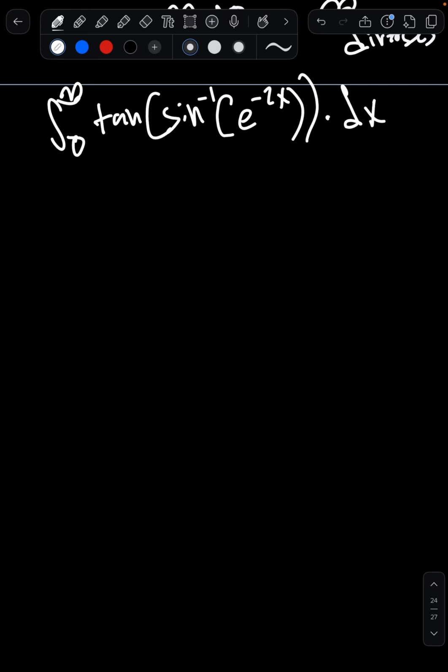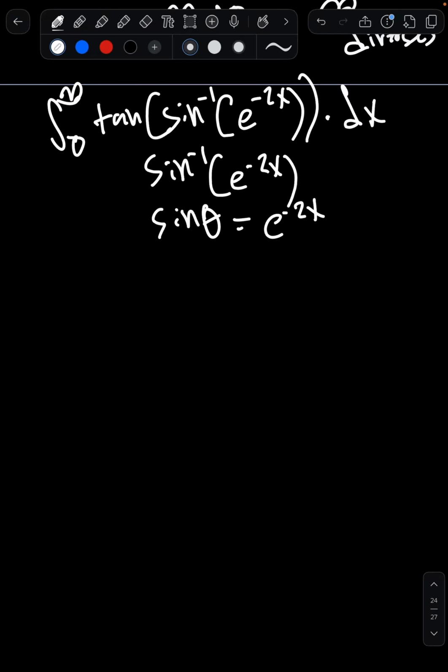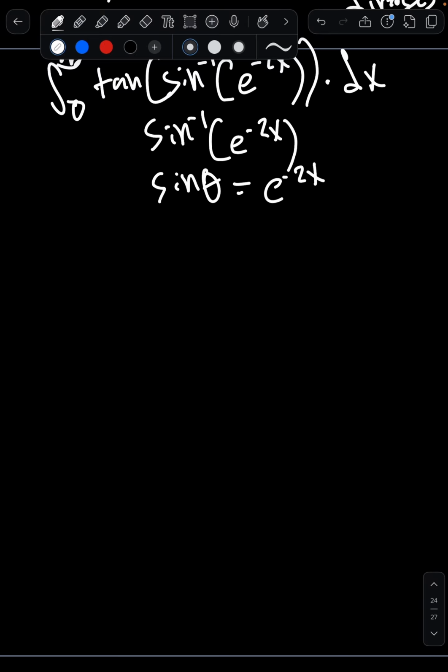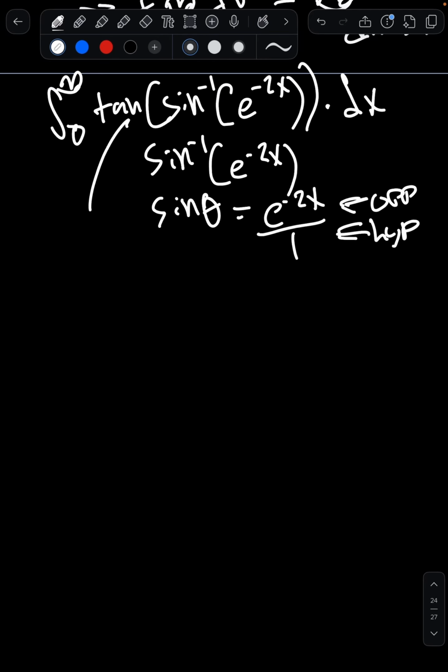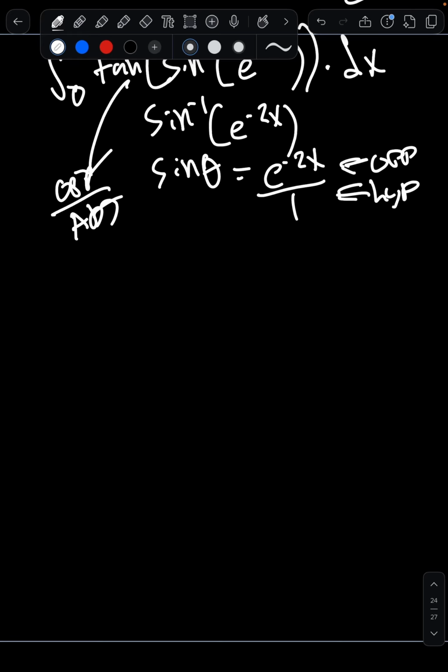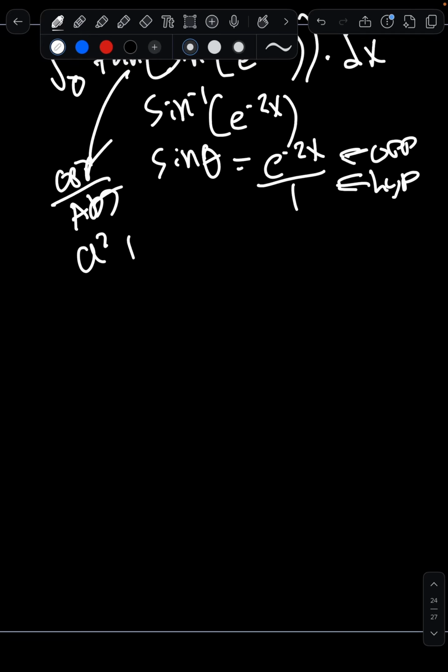However, we do know that inverse sine of e to the negative 2x is really the angle whose sine equals e to the negative 2x. So applying that logic, we know that sine is just opposite over hypotenuse, right? So if we want to find what tangent is, we need the adjacent side, because tangent is opposite over adjacent. We can do that by using the Pythagorean theorem.